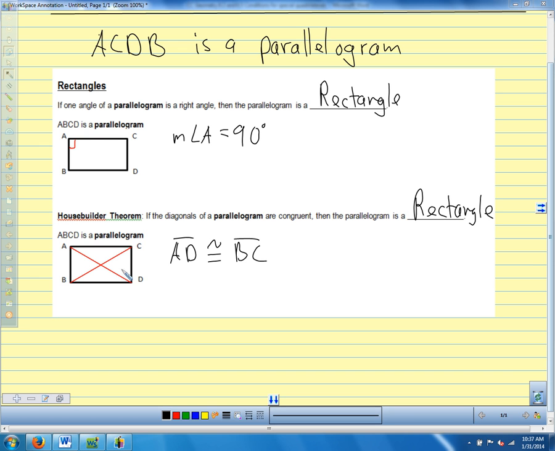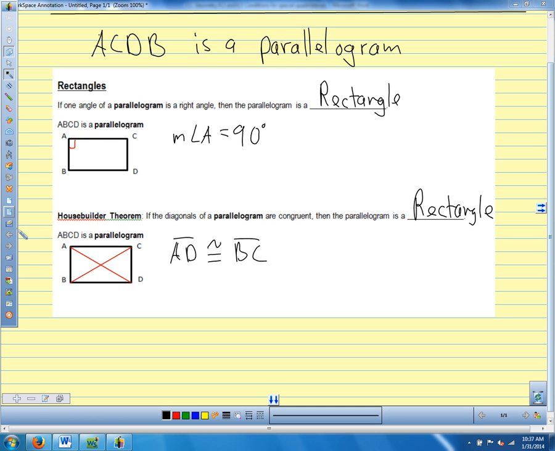So questions on those two? We have two different ways of deciding if we have a rectangle from a parallelogram: a 90-degree angle or congruent diagonals.